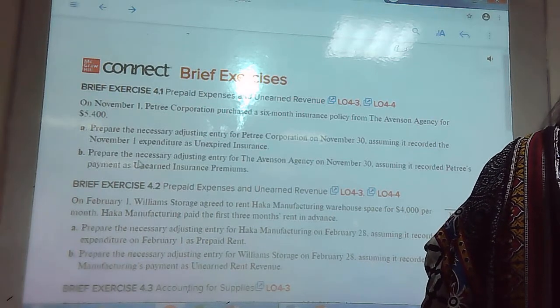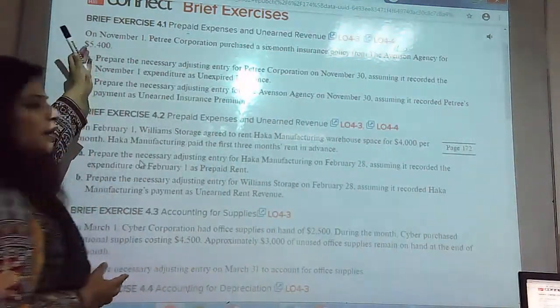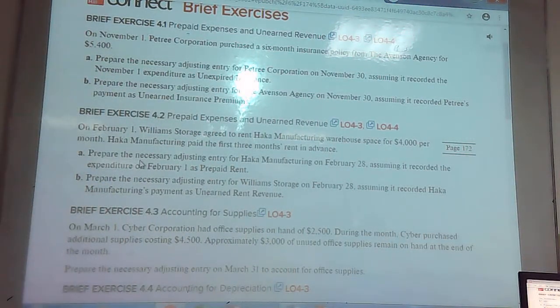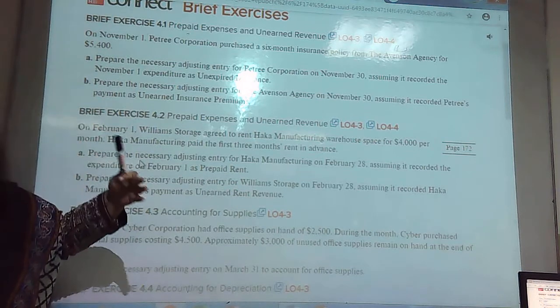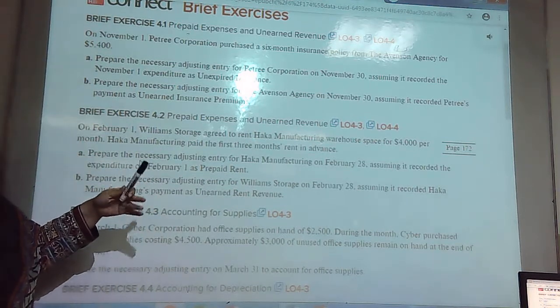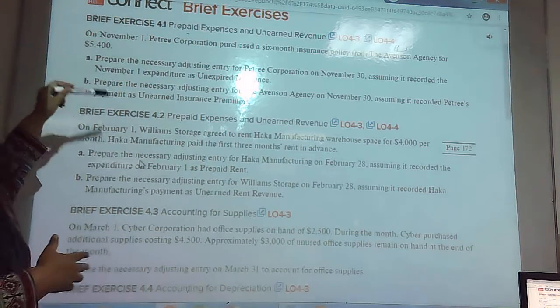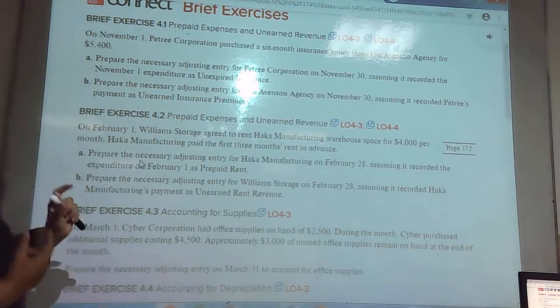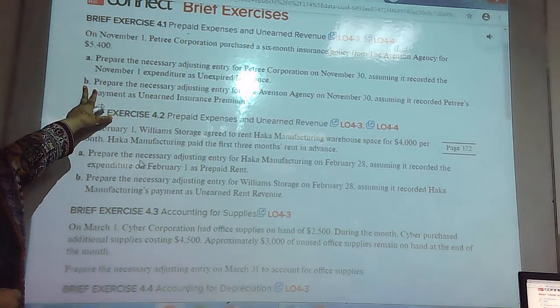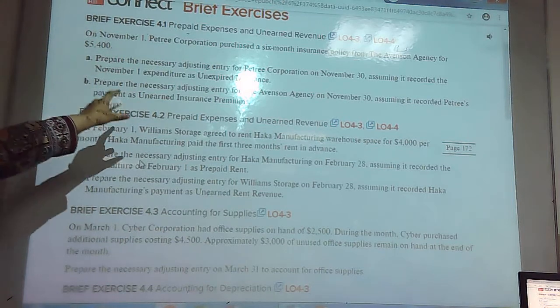Okay, so now we have the brief exercise. The first one is prepaid expenses and unearned revenue. On November 1st, Petrie Corporation purchased a 6-month insurance policy from the Events Agency for $5,400. Now, as I told you, either they would give you a whole year's policy, rent, insurance data, or they're going to be giving you for 6 months or monthly, but you have to convert it according to the requirement of the question, okay?